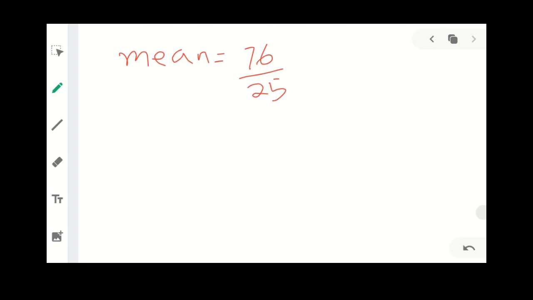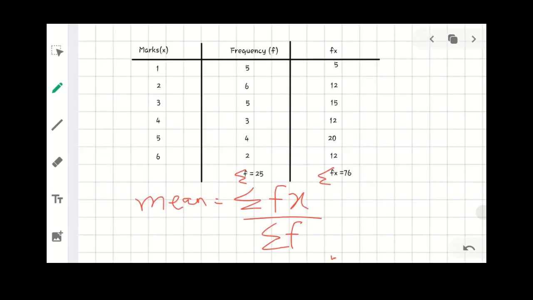So 76 over 25, we know that 25 goes into 76 how many times? 3 times. 25 multiplied by 3 gives us 75. So this equals 3 whole number 1 over 25. And we know that 1 over 25 is the same as 4 over 100, which is 0.04. So we have 3.04, so the nearest whole number is 3. So the mean mark is 3. Mean or average is 3.